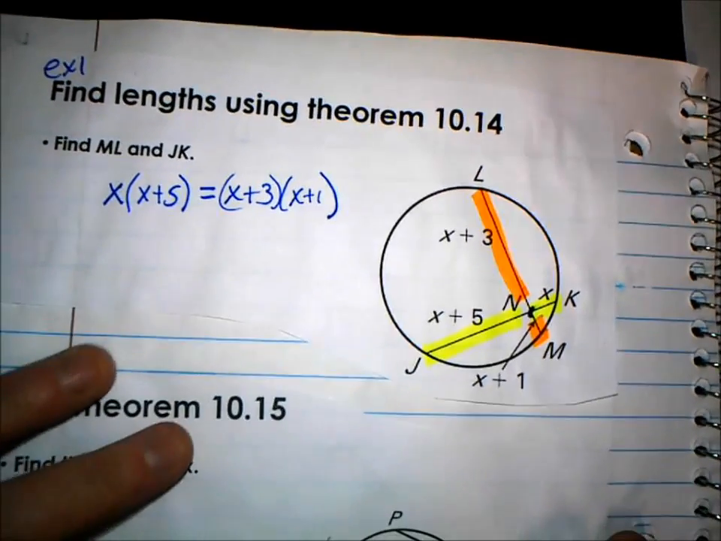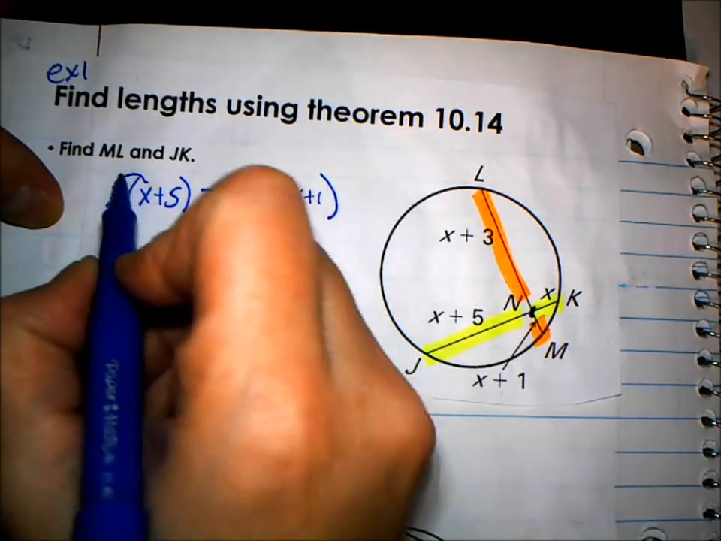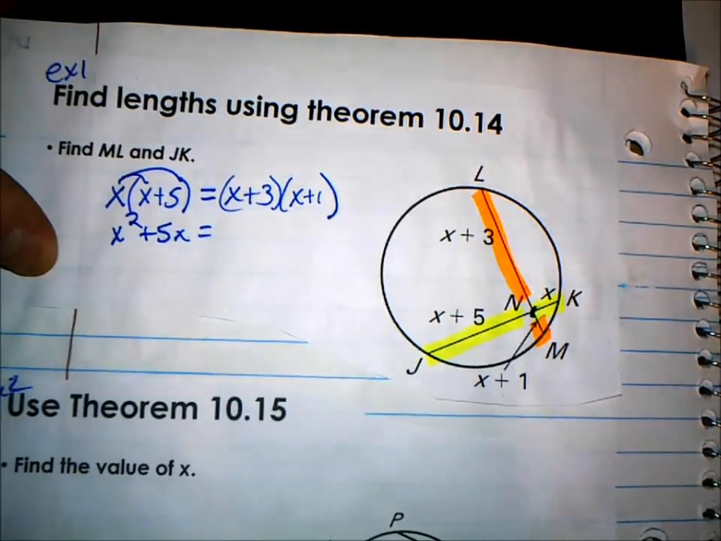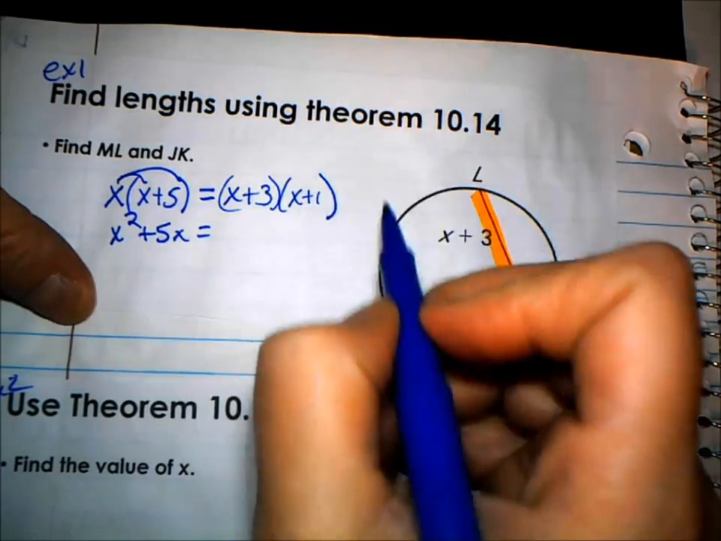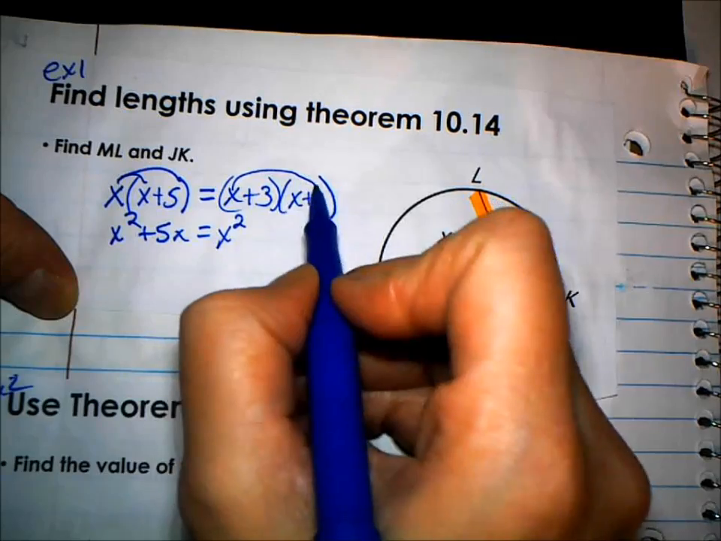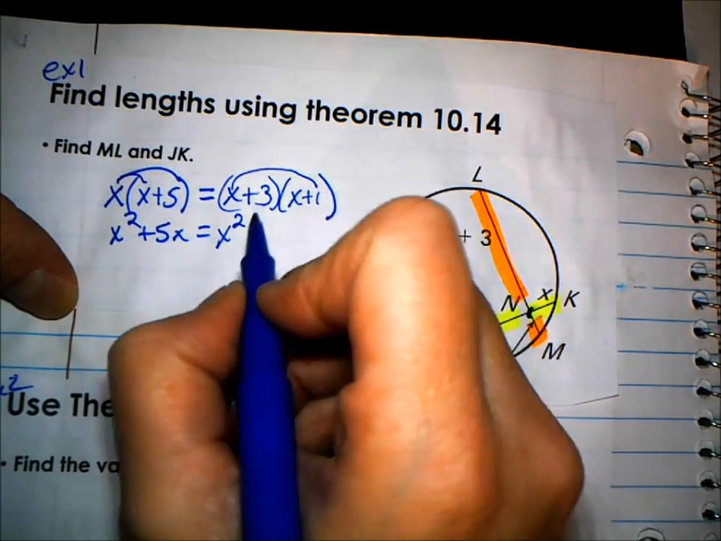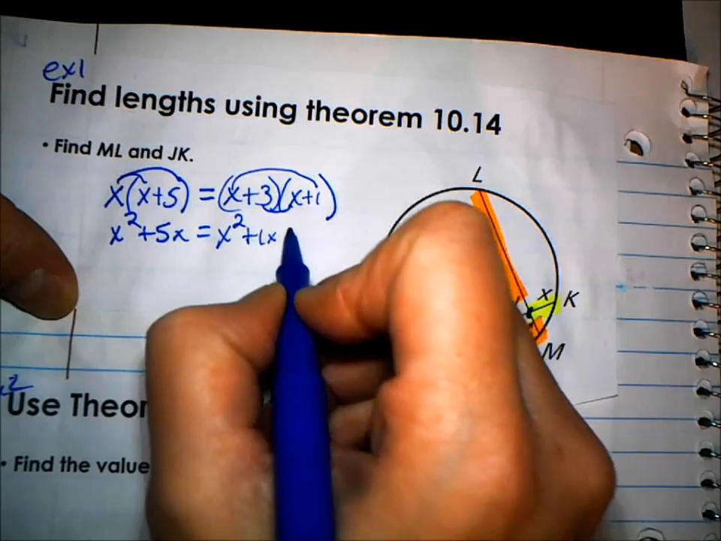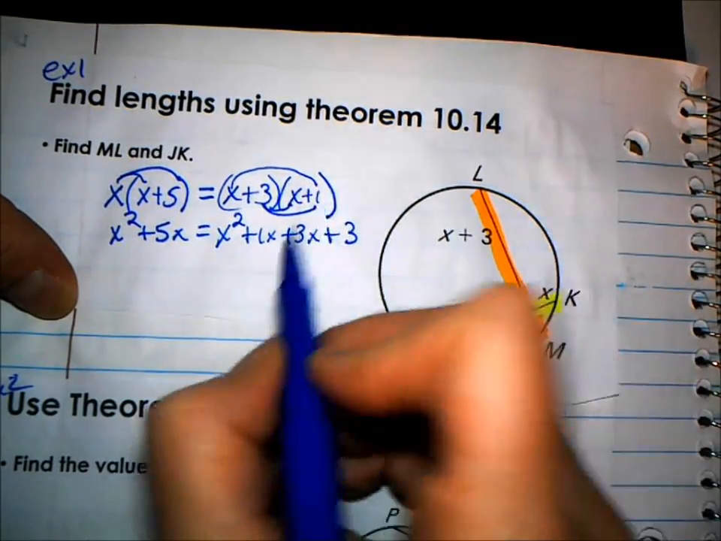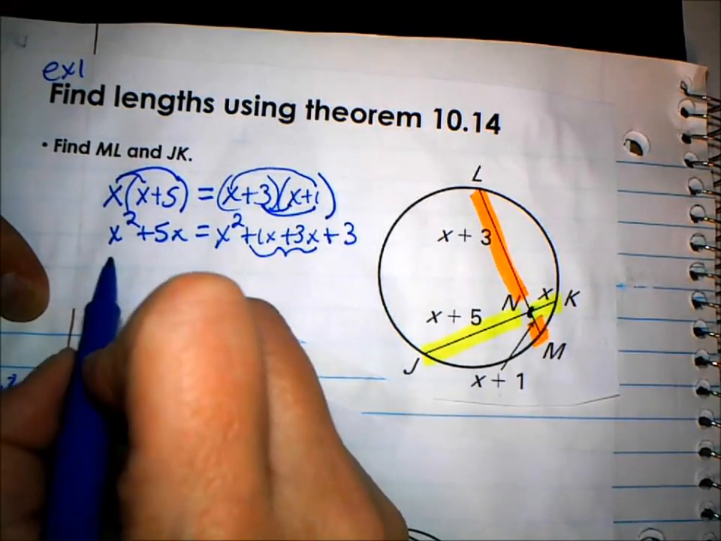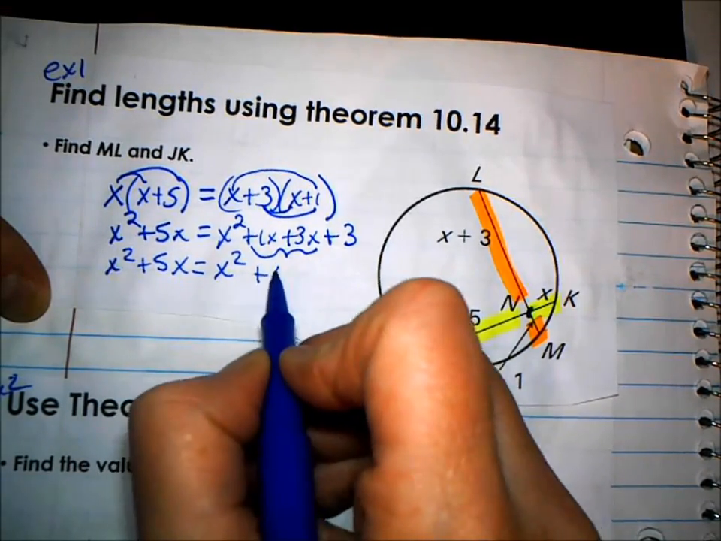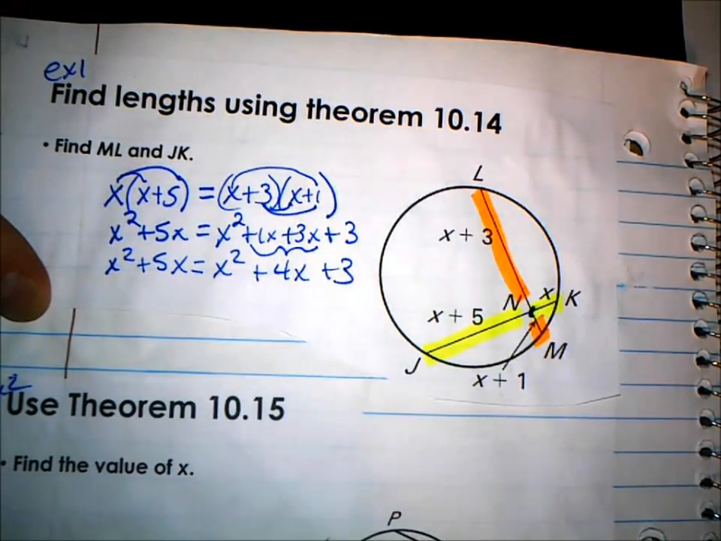And here's some good old algebra practice. I'm going to distribute the X into the parentheses. That will be X squared plus 5X, which will equal, and on the other side I have to FOIL this. That's X times X, which is X squared. Then X times 1 is 1X, and then plus 3X, and then 3 times 1 is 3. I need to combine like terms here in the center, so I'll have X squared plus 5X equals X squared plus 4X plus 3.